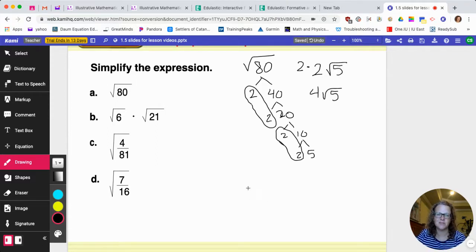But I can also do this a different way. I can look for perfect squares that go into 80. I know that 80 is the same as 16 times 5. 16 is a perfect square, so I can take the square root of it, which is 4 root 5.